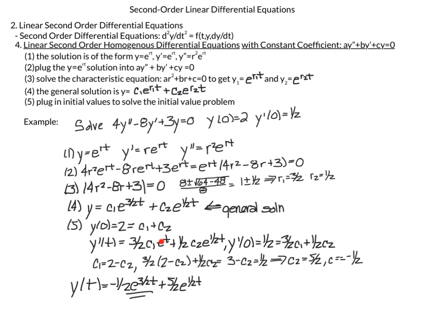Plugging in 0 for t, I get 3/2 c1 plus 1/2 c2, and also when I plug in, my final value should be 1/2. So I have this equation here and this equation here for c1 and c2. Solving those, I get c2 is equal to 5/2, c1 is equal to negative 1/2, plugging back in, so I have y is equal to negative 1/2 e to the 3/2 t plus 5/2 e to the 1/2 t.